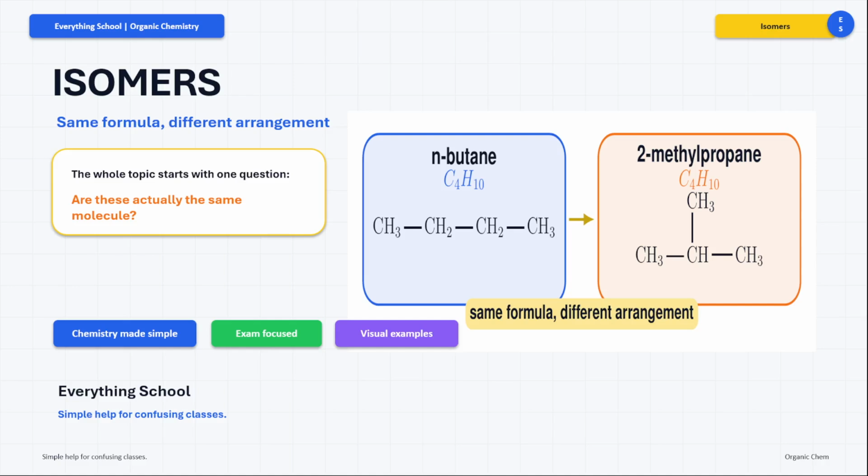That means the same number of carbon atoms, hydrogen atoms, oxygen atoms, or other atoms can be connected or arranged in different ways. So by the end of this lesson, you should be able to look at two molecules and ask three questions. Do they have the same molecular formula? Are the atoms connected the same way? And do they have the same three-dimensional arrangement? Those three questions solve most beginner isomer problems.